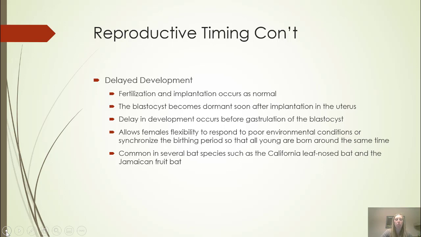This allows females the flexibility to respond to poor environmental conditions, or to synchronize the birthing period so that all young in a group are born around the same time. This is common again in bat species such as the California leaf-nosed bat and the Jamaican fruit bat.